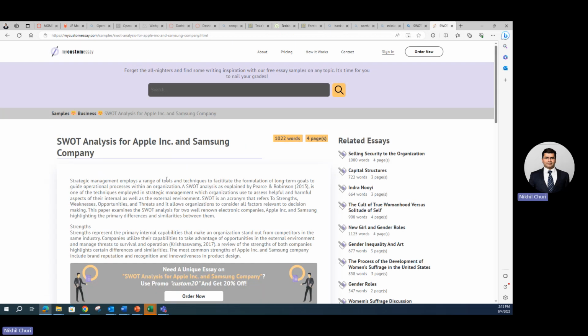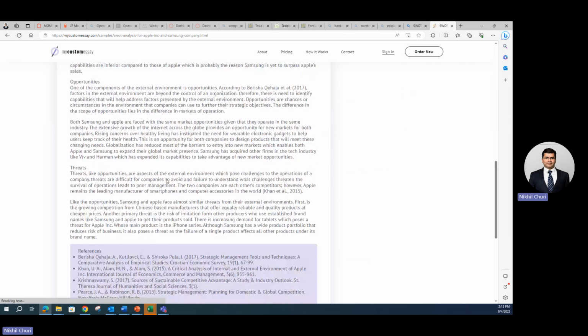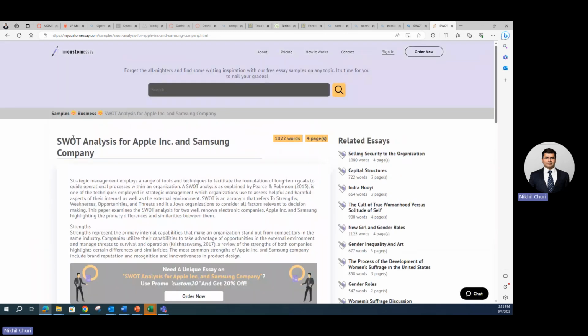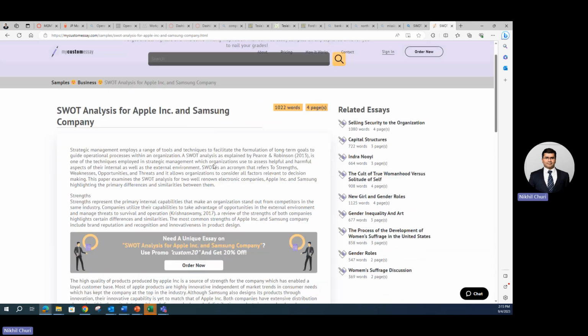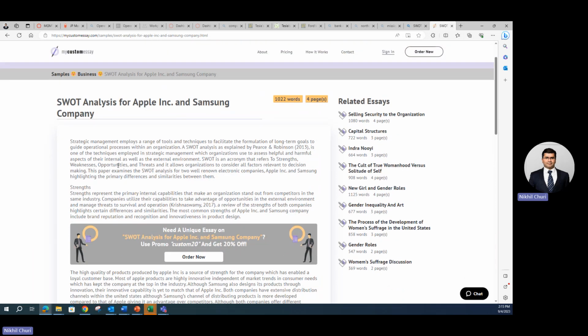So here is a small essay. I think somebody has written a very good article explaining SWOT analysis for key competitors Apple Inc. and Samsung company. You can see strengths represent the primary internal capability that makes an organization stand out from its competitors in the same industry.